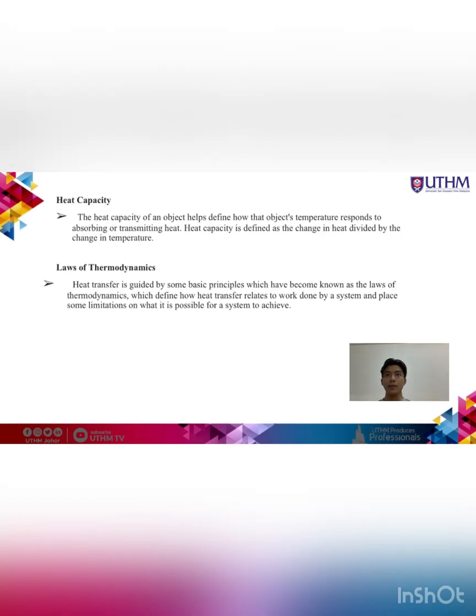And heat capacity helps define how an object's temperature responds to absorbing and transmitting heat. Heat capacity is defined as the change in heat divided by the change in temperature. And heat transfer is guided by some basic principles which have become known as the laws of thermodynamics, which define how heat transfer relates to work done by the system and place some limitations on what is possible for a system to achieve.